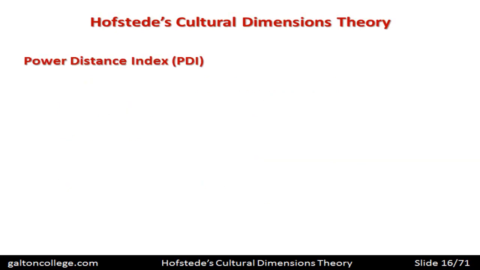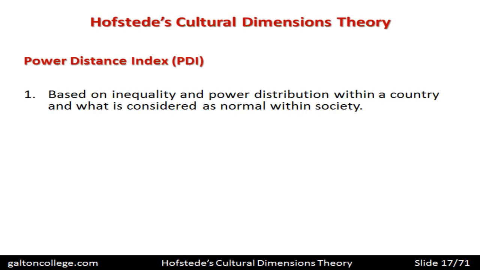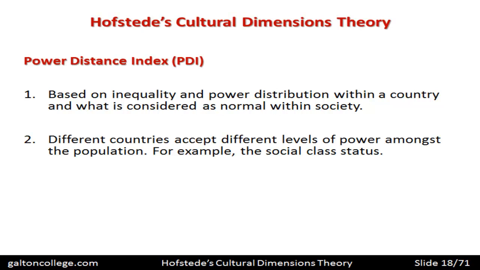Let's start with the power distance index. Now, it's based on inequality and power distribution within a country and what is considered as normal within the society. So it's looking at the distribution of power within a country. Who is powerful, who is not powerful, and what is considered to be normal in terms of power. So that's the basis for the index.